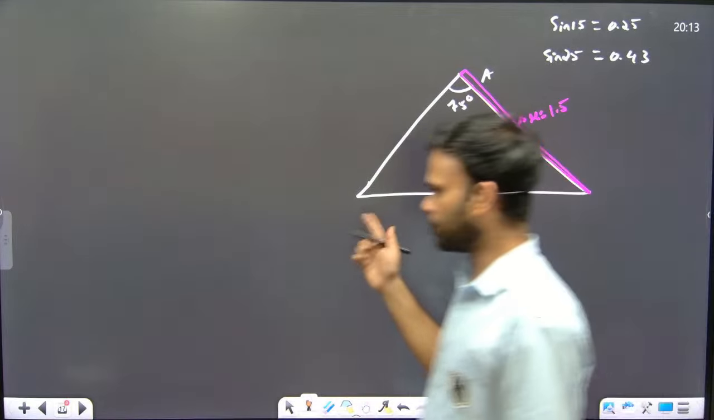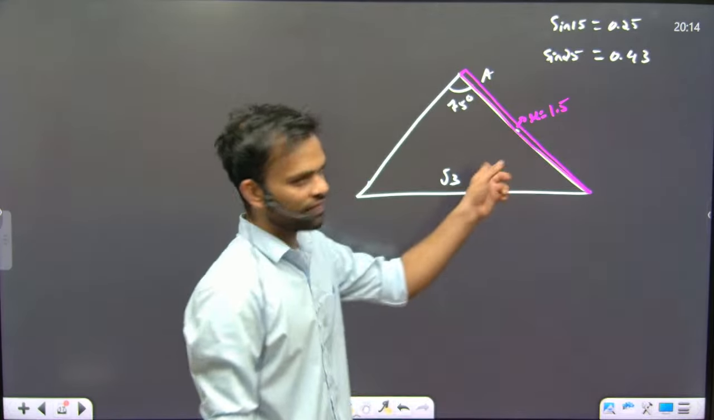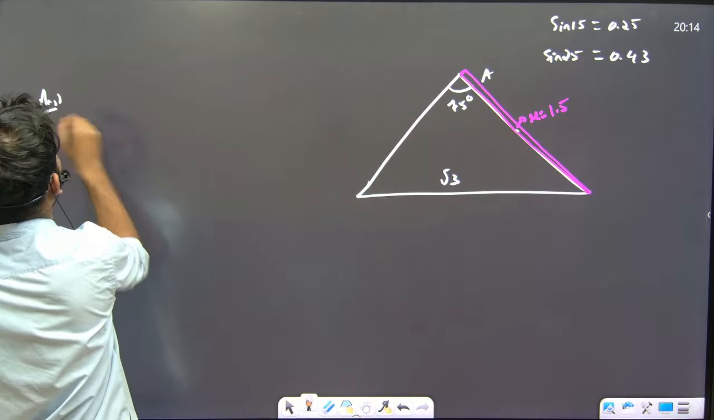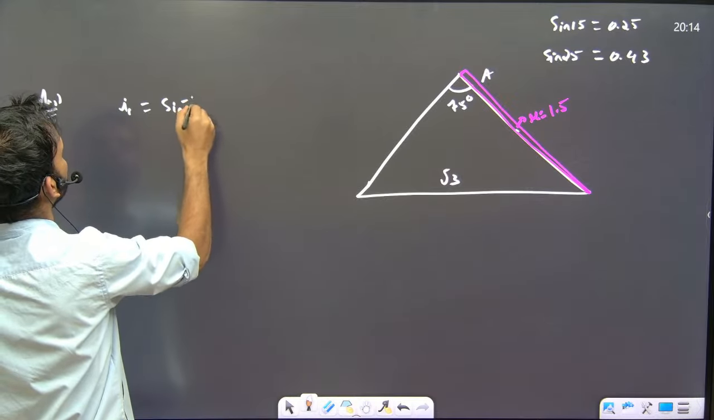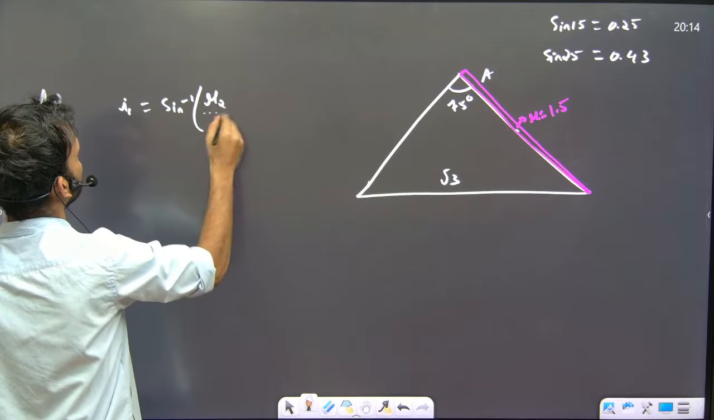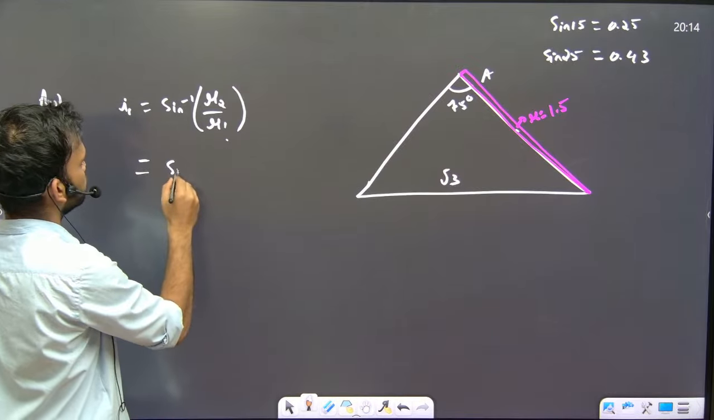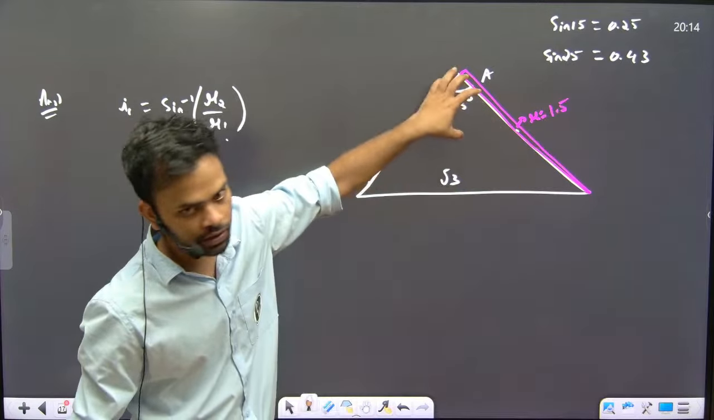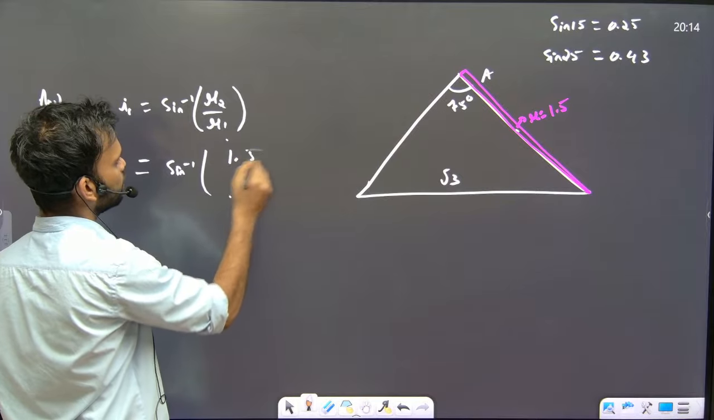So for TIR to happen, at this point, I want to find what is the critical angle. So for this interface, what is the critical angle? So we can write, critical angle will be sine inverse of mu2 by mu1, right? It is sine inverse of the medium you are going into later, which is 1.5, divided by the medium you are in already, which is root 3. So nothing but 1.5 divided by root 3.